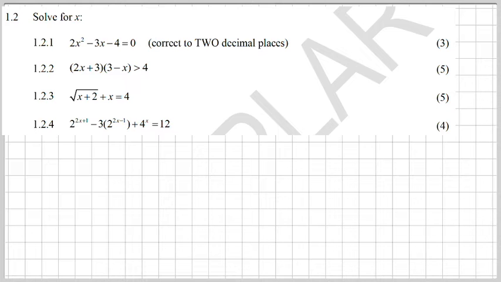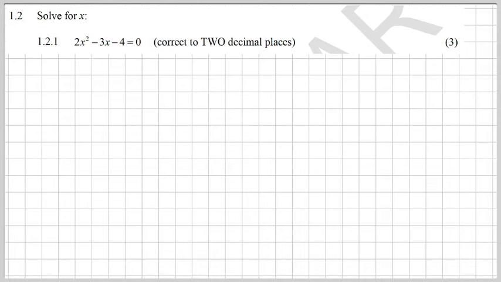So when we look at these questions, they are stock standard, what I could expect in the exam, even right through till matric. So let's look at question 1.2.1. Solve for x. 2x squared minus 3x minus 4 equal to 0. Again, please run through it in your mind. Don't just run into the question.